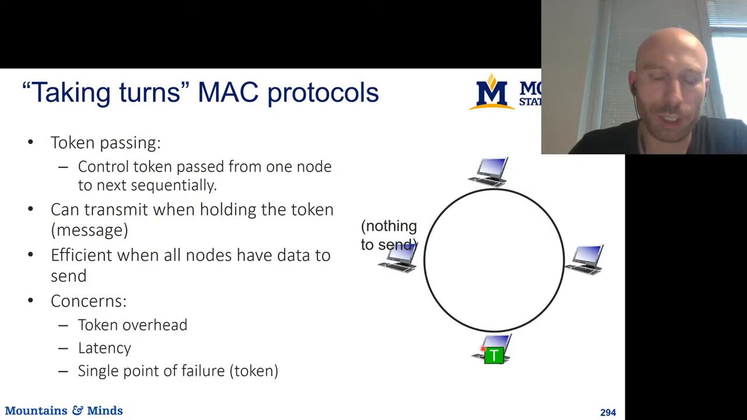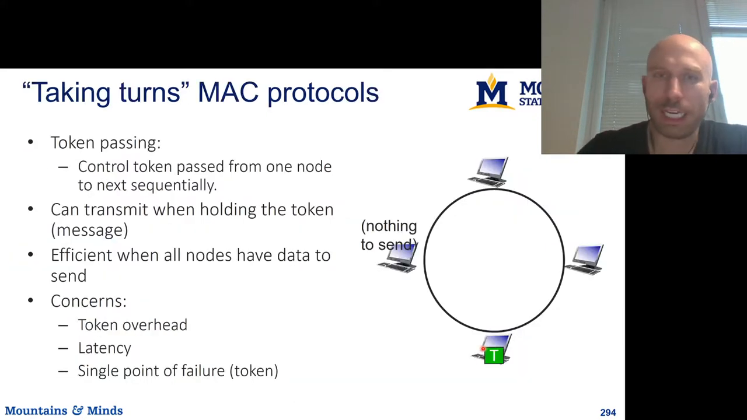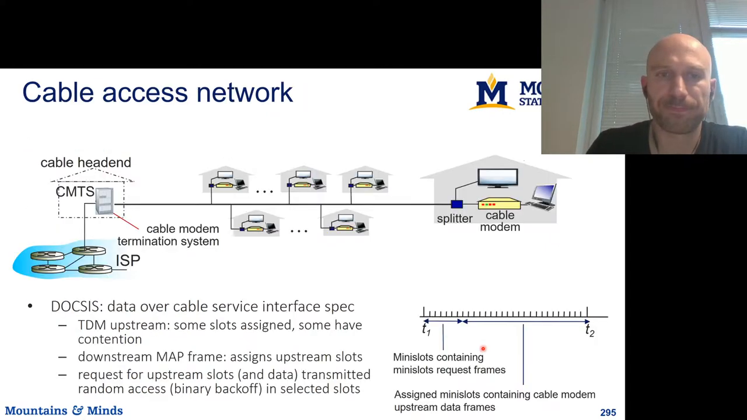But again, there is this token overhead that you need to transmit. There is this latency where you need to wait your turn to get the token. And there is still a single point of failure in that the token can be lost at some node when that node has that token. Okay, but anyway, in more modern networks, there is still a coordinator in cellular networks that decides who gets to transmit when under what conditions.